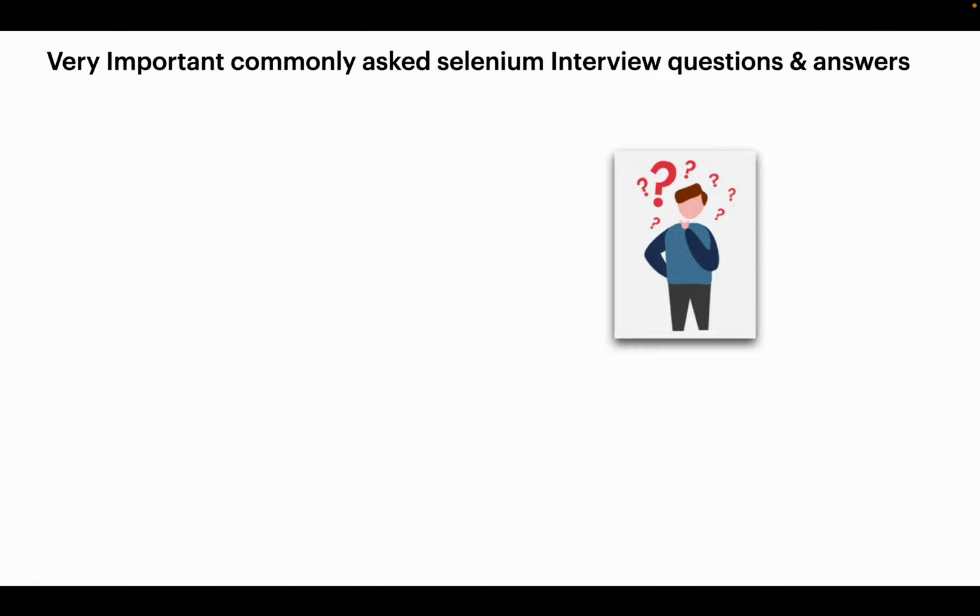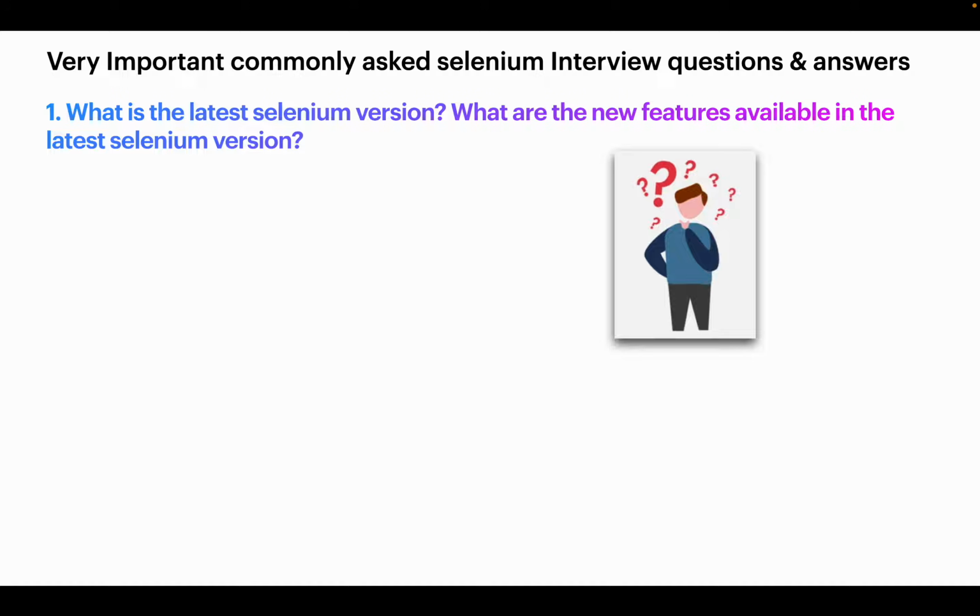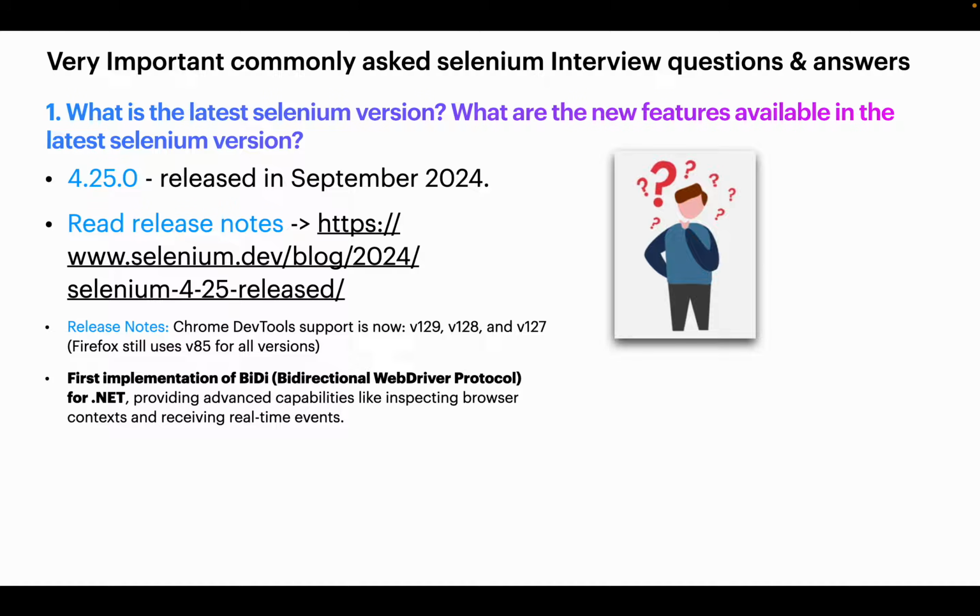Okay, let's start. The first question is, what is the latest Selenium version and what are the new features available in the latest Selenium version? This question was asked a few weeks back in an interview for my candidate. You need to be updated on the latest Selenium versions getting released in the market. Currently the version is 4.25.0, released in September 2024, and you need to read the release notes also.